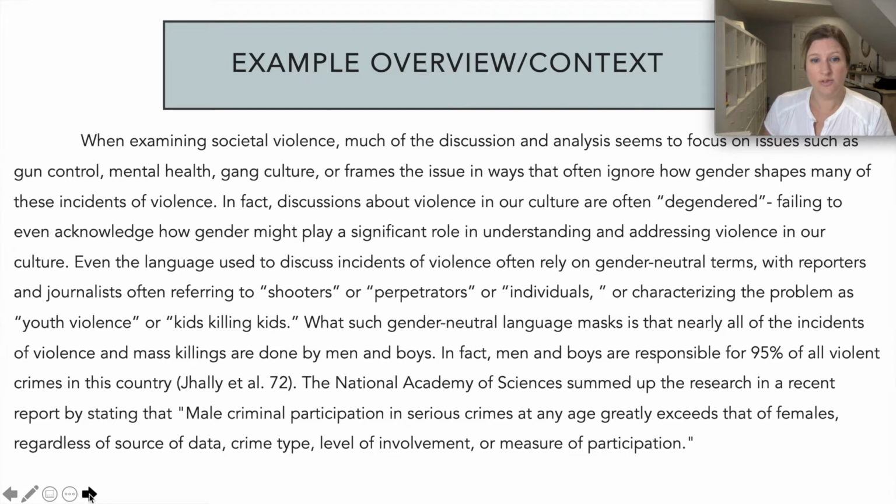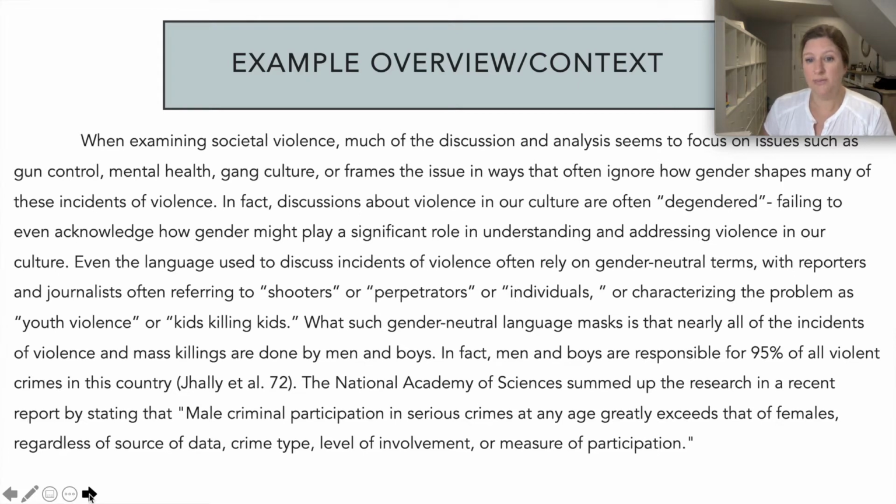Even the language used to discuss incidents of violence often relies on gender-neutral terms, with reporters and journalists often referring to shooters or perpetrators or individuals, or characterizing the problem as youth violence or kids killing kids. What such gender-neutral language masks is that nearly all of the incidents of violence and mass killings are done by men and boys. So here's where they're establishing the need for this conversation.